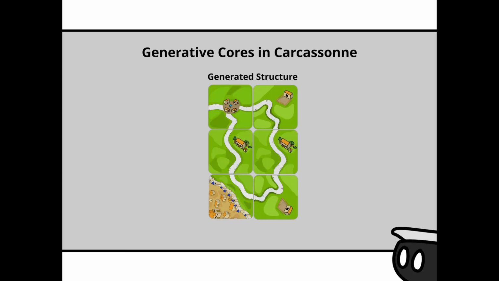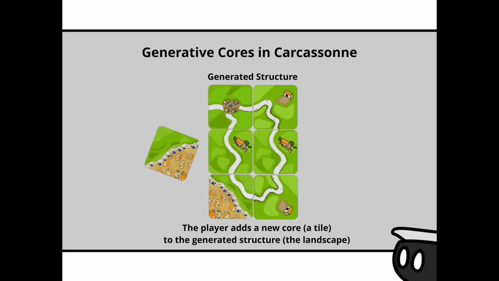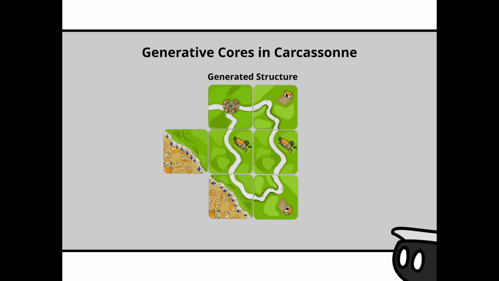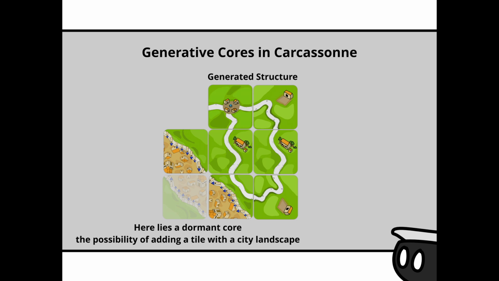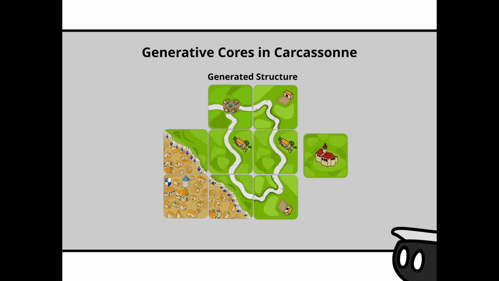In Carcassonne, the generative core is the action of building the landscape. As every turn, players add a new core to the structure, the existing landscape, in the form of a tile. Tiles added by the players create a new dormant core that either creates a new landscape feature that did not exist before or continues what has been built. As turns pass, players generate the structure of landscape, enhancing previous cores and making larger, coherent cores in the form of landscape features.